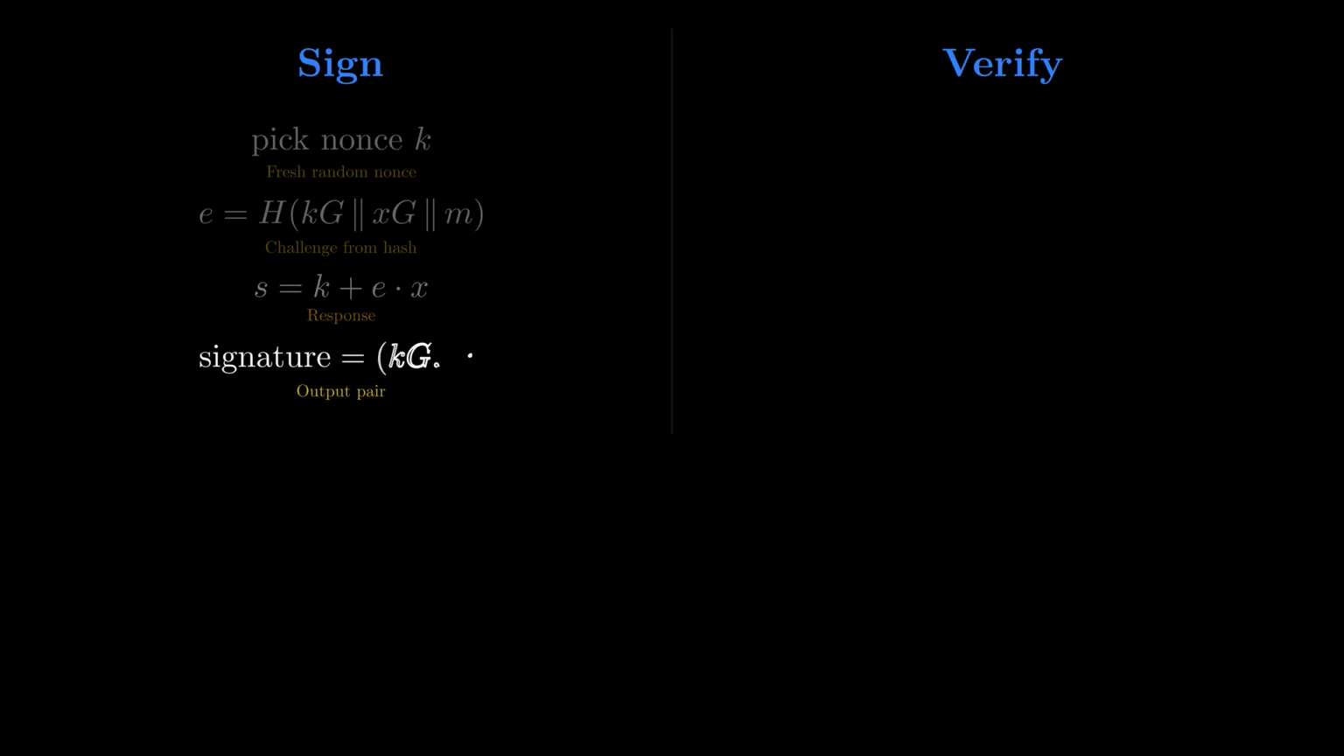Let's assemble BIP340. To sign a message M with private key X, first pick a fresh nonce K, compute the commitment K times G, compute the challenge E equals the hash of KG, XG, and M. Compute the response S equals K plus E times X, and output the signature, the pair KG and S. To verify, given XG, the message M, and the signature, recompute E from the same hash, then check that S times G equals KG plus E times XG.